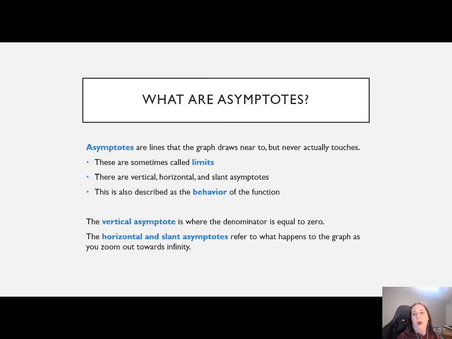So these are basically sometimes called limits. When you go into calculus, you learn a concept called limits, and a limit is basically you're asking yourself what happens to my graph, or what happens to the y value as I head near this x value. And so that's what's called a limit. Where is my graph heading, essentially?